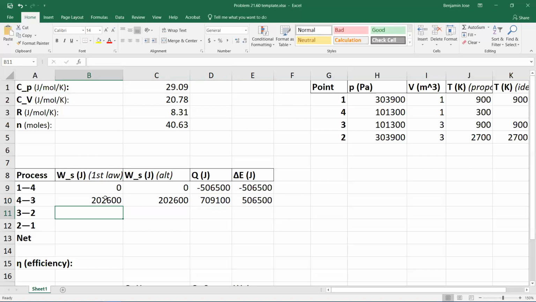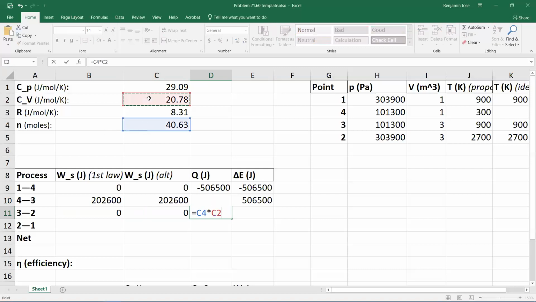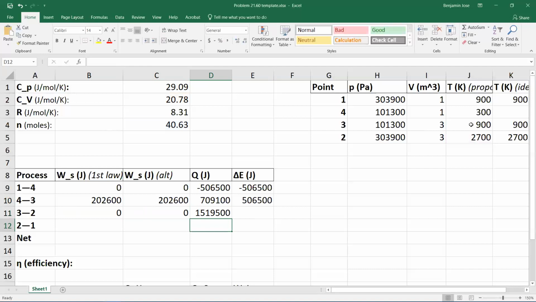Process 3 to 2, that's from bottom right to top right. Again, isochoric process, trivial, no work is done. Also trivial to find the heat. Isochoric means we can use the constant volume heat capacity to find the heat that was required. Number of moles times constant volume molar heat capacity times final minus initial temperature. Well, the final temperature is T2. And the initial temperature was T3.